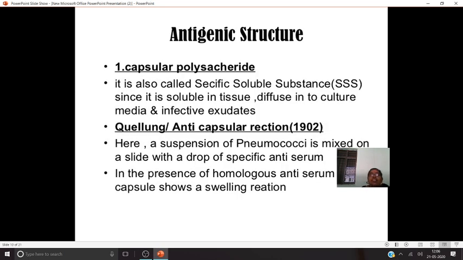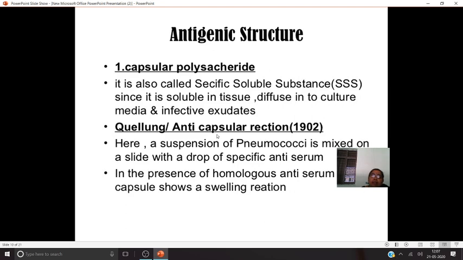Then what is the antigenic structure of the pneumococcus? One is the capsular polysaccharide. It is also called the specific soluble substance, triple S. Since it is soluble in tissue, it diffuses into culture media and into exudates.